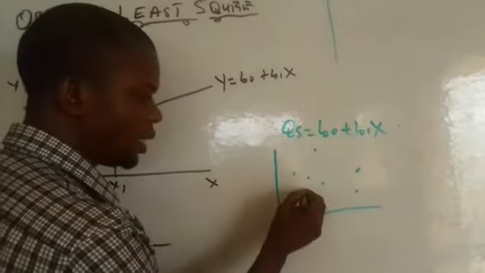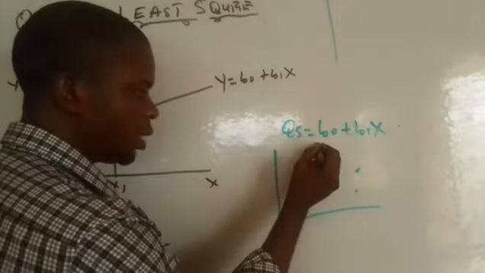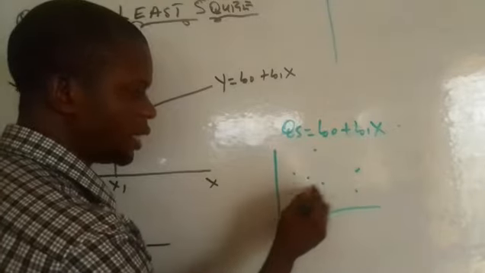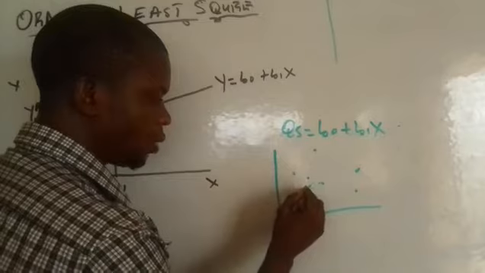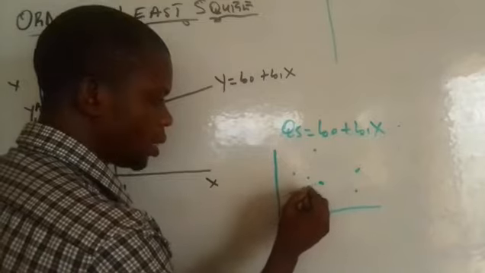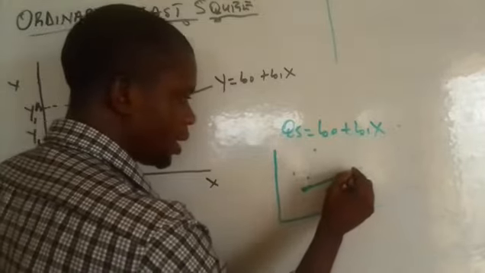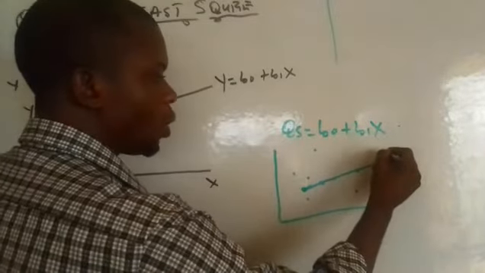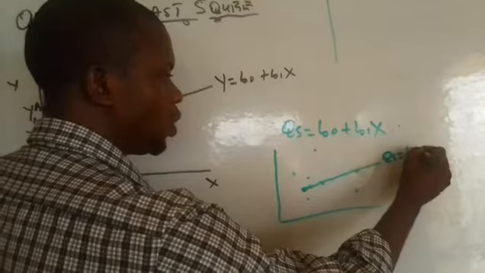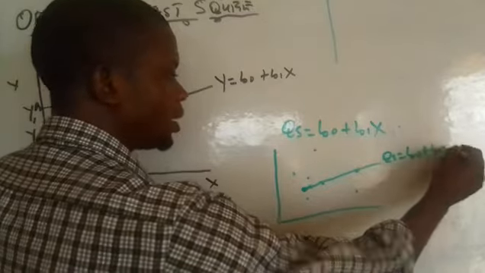So you can see, I can make a line from here. I still have so many things here, so I can make a line from here now. I can make a line from this point, I can make a line like this. So this will be my QS equals B0 plus B1X.